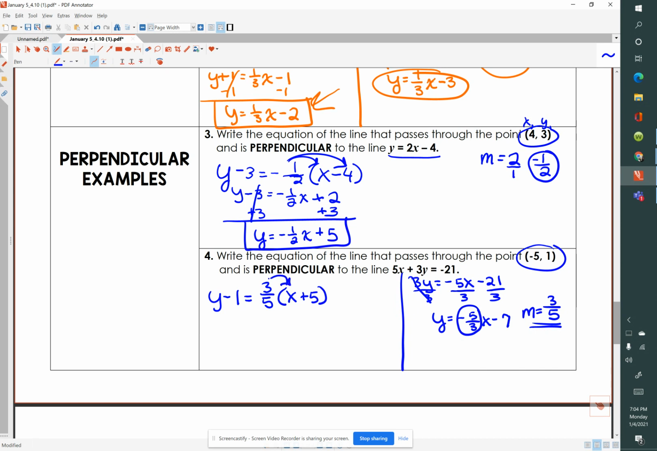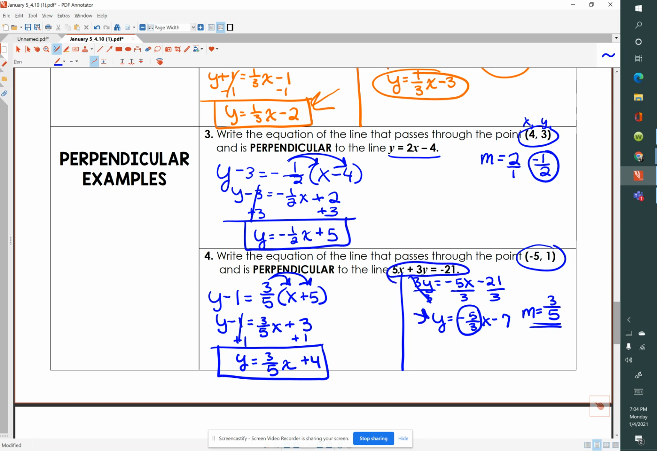Now our distribution will give us y minus 1 equals 3/5 x, and 3/5 of 5 is 3, and positive times a positive is a positive. Add 1 to both sides so I can isolate y. Y equals 3/5 x plus 4. And again, if you were to graph this equation, probably do the slope-intercept version, and this equation on Desmos, you would see that they are perfectly perpendicular.